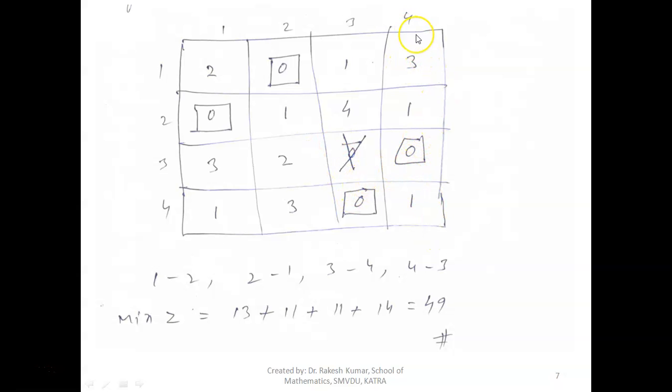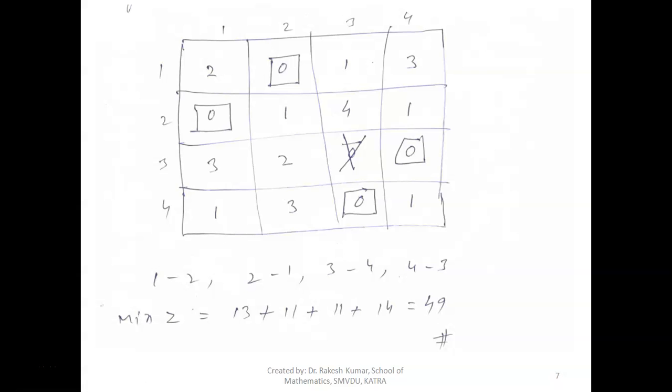And then when we did column wise, I found that in the fourth column there was a single 0 and I put it inside the square, showing that 4 assignments have been done. Okay, and these are unique assignments. That is, 1 is assigned to 2, 2 is assigned to 1, 3 is assigned to 4, 4 is assigned to 3. These are the optimal assignments, and the corresponding total minimum cost is 49.